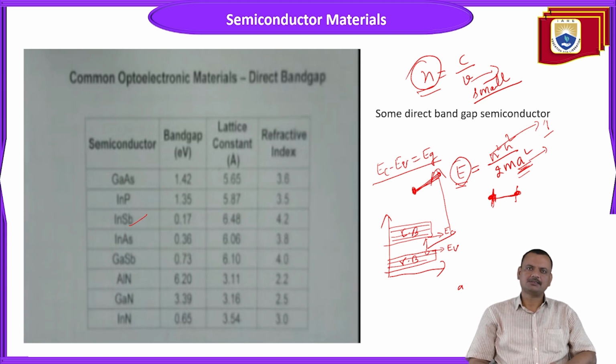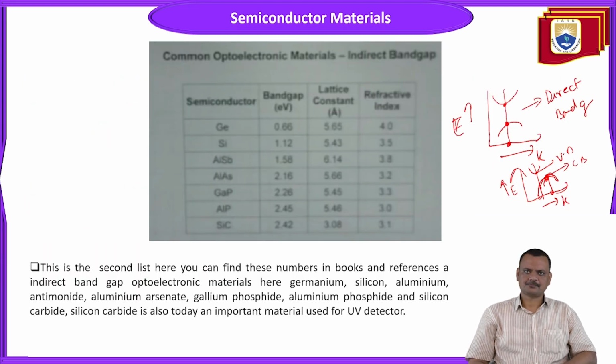That's why I am telling generally, not always, generally. So these are the second list. Here you can find these numbers of indirect band gap semiconducting materials and their corresponding band gap value, lattice parameter and refractive indices. And you can find these values in several books or references.